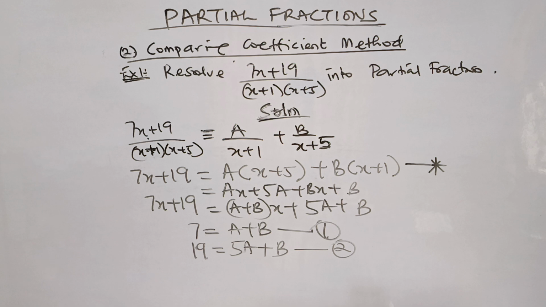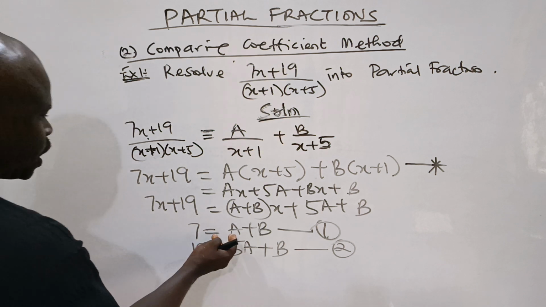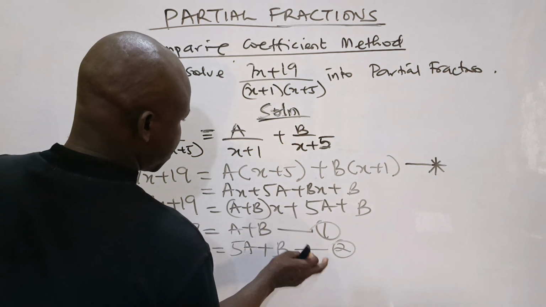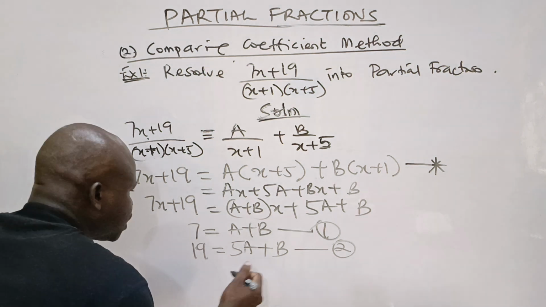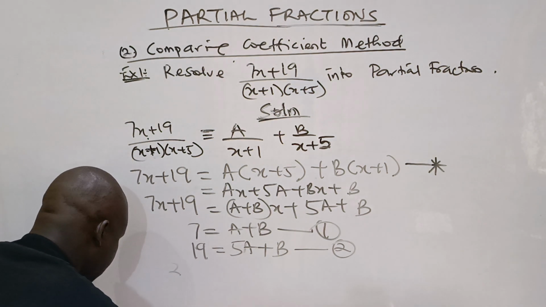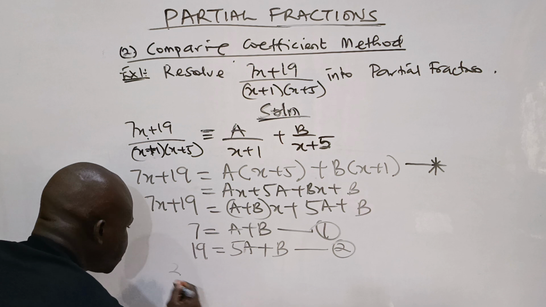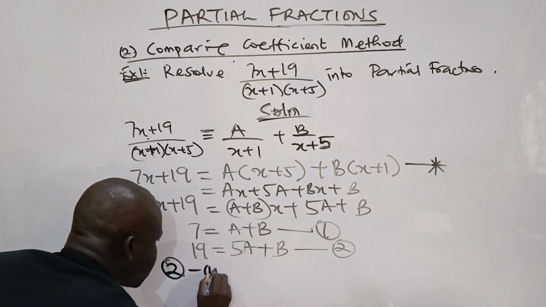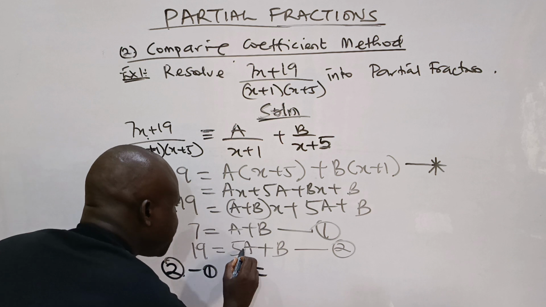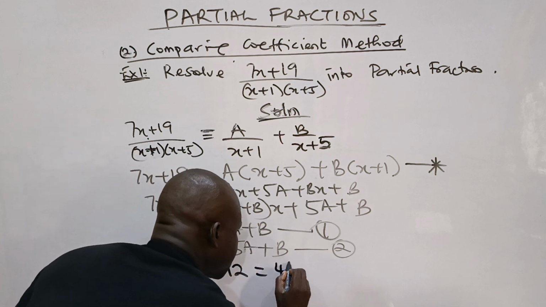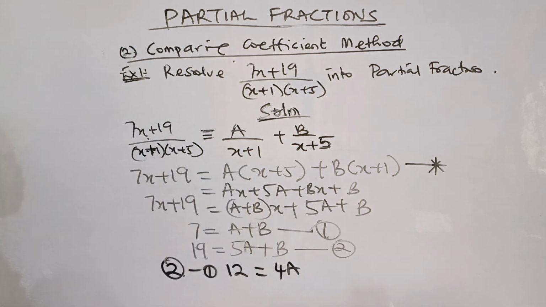We are able to get two equations with two variables, as we have on the board. We are going to solve equations 1 and 2 simultaneously, because this is a simultaneous equation. We can say equation 2 minus equation 1. If you do that, 19 minus 7 is 12, equal to 5a minus a, which is 4a. Then b minus b is 0.